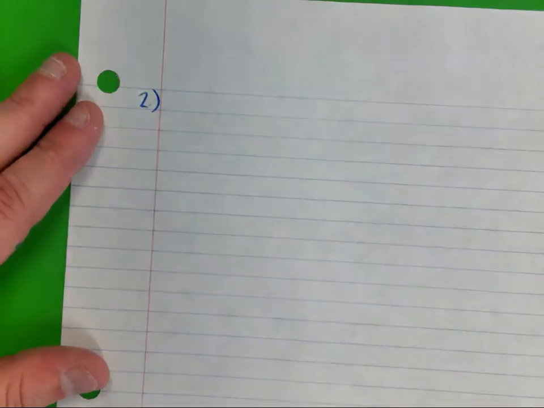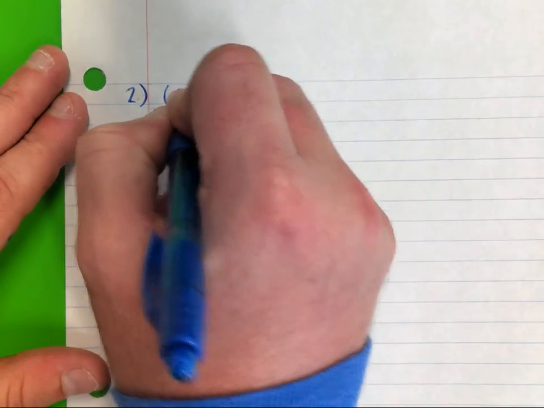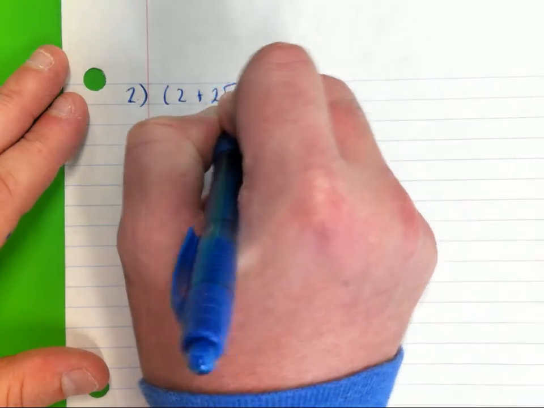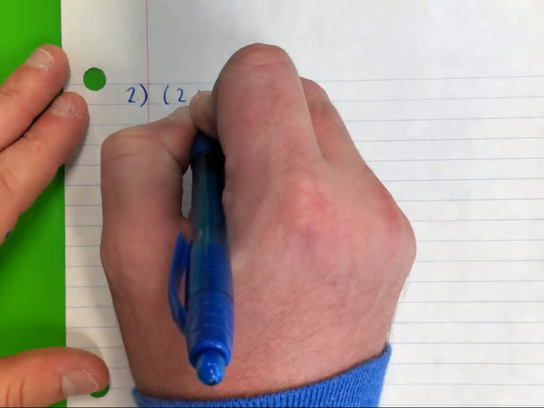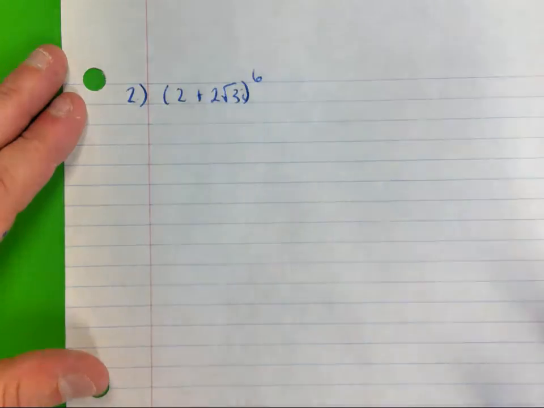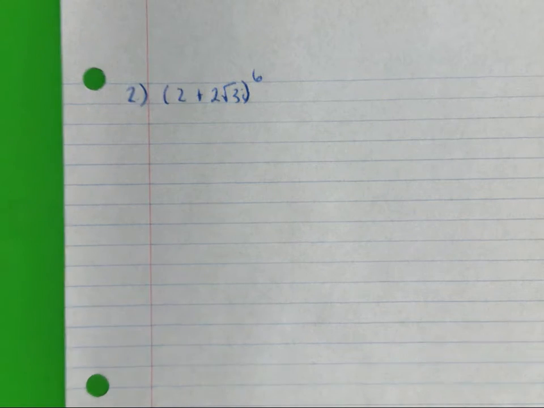Okay, give me the one on the next page. What's the number? 2 plus 2 root 3 i. Okay, 2 plus what? 2 root 3 i to the what? Raised to the 6. Okay, here we go. Does everybody agree with that?